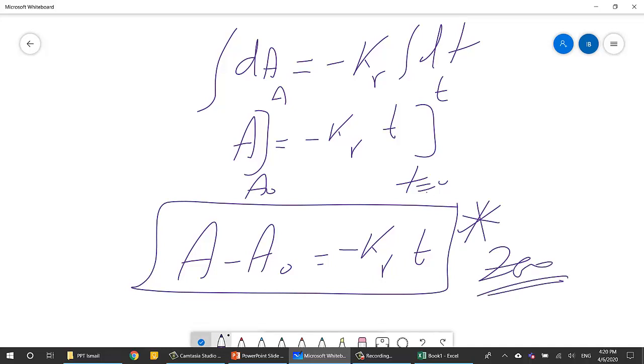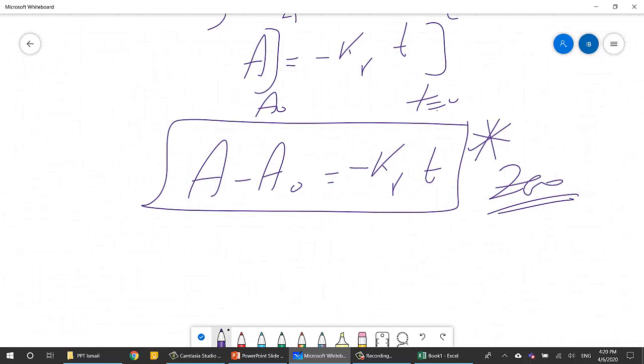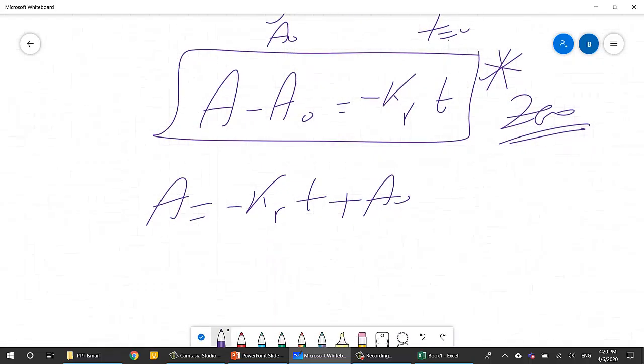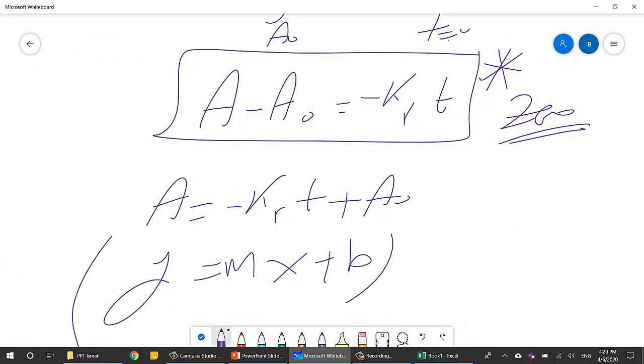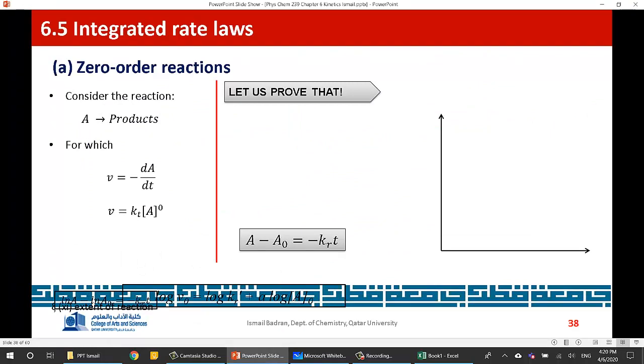Not only that, but you can also arrange this equation to be in the linear form. There's going to be a minus KR t plus A naught, and therefore this is your y equals mx plus b. You see this is again and again repeating itself. So in this graph you plot the A on the y-axis and the time on the x-axis, and you will find that this is going to be a straight line going down with a slope equal to KR.